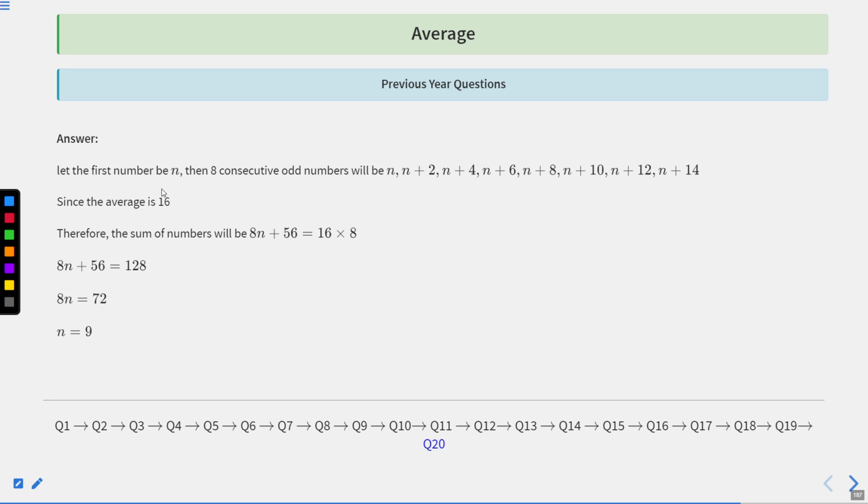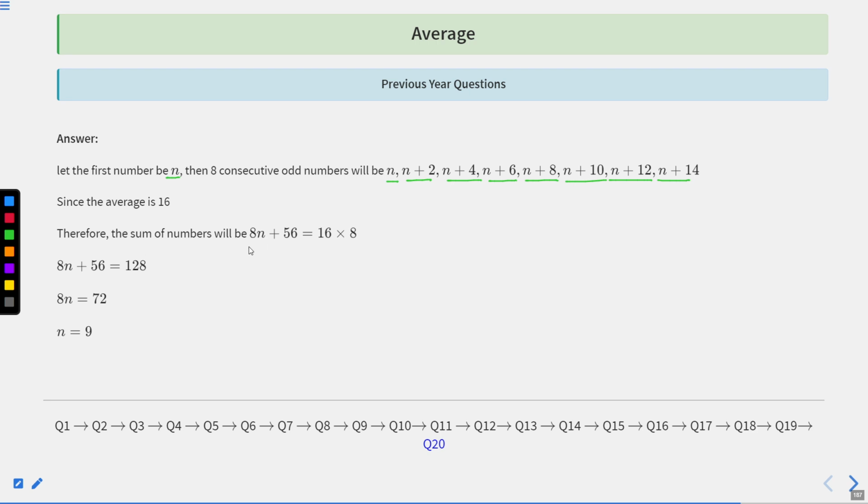So let us suppose first number be n. Then 8 consecutive odd numbers will be n, n plus 2, n plus 4, n plus 6, n plus 8, n plus 10, n plus 12 and n plus 14. So this is the list of all the 8 consecutive odd numbers.